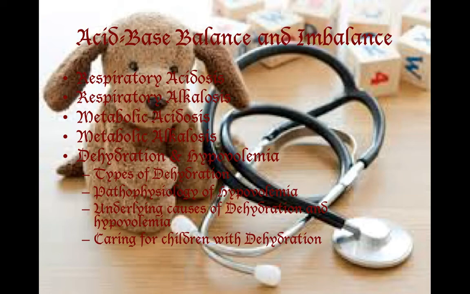The respiratory system controls acid-base metabolism by retaining or releasing carbon dioxide, thereby causing a shift in the bicarbonate carbonic acid buffering system. The amount of dissolved carbon dioxide in the blood, known as the PCO2, is measured by an ABG, or your arterial blood gas, and ranges from 35 to 45 millimeters of mercury.